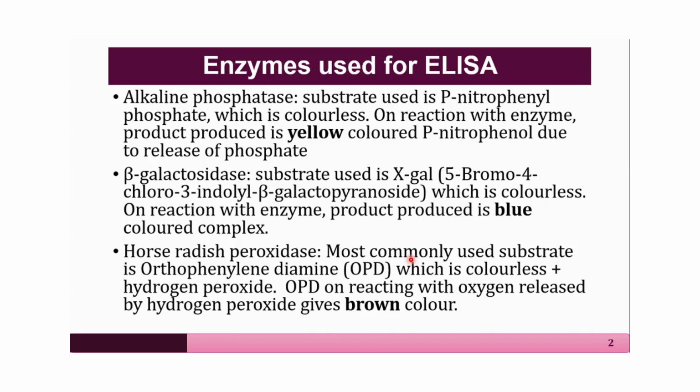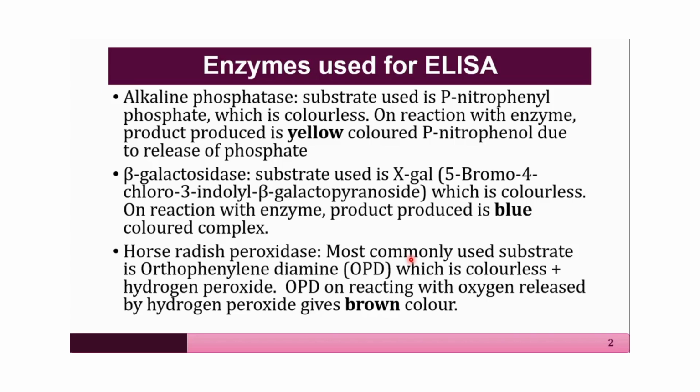Then the second enzyme that is commonly used to label the antibody is beta-galactosidase of bacterial origin. And the substrate used for this enzyme is X-gal. The full form of the substrate is 5-bromo-4-chloro-3-indolyl beta-galactopyranoside. On reacting with the enzyme, this substrate produces a blue-colored solution, and the blue color can be measured at 620 nanometers in a colorimeter or spectrophotometer.